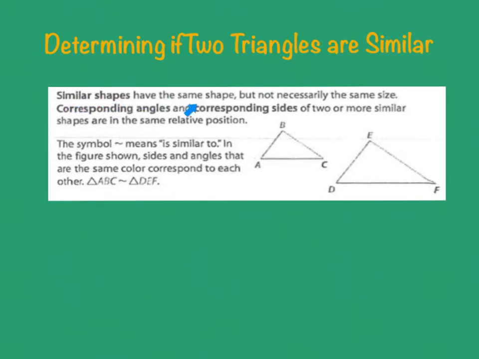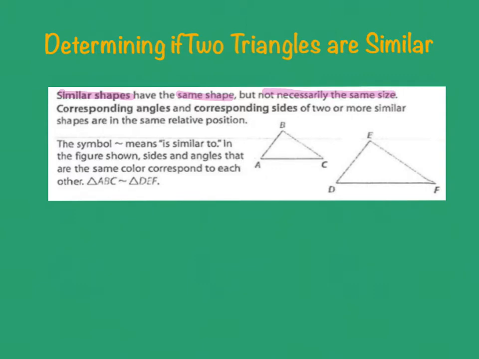Similar shapes have the same shape, but not necessarily the same size. So these two figures you see here, they're similar because they're the same type of triangle, but they're not the same size. So I want to highlight that. Similar shapes, they're the same shape, but not the same size. They could be, but they don't have to be.